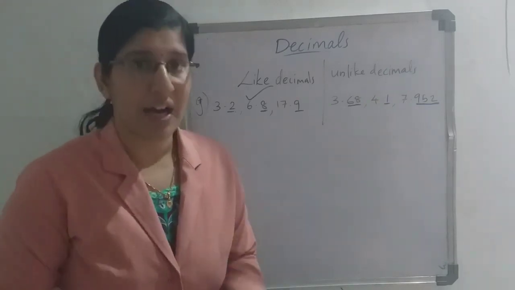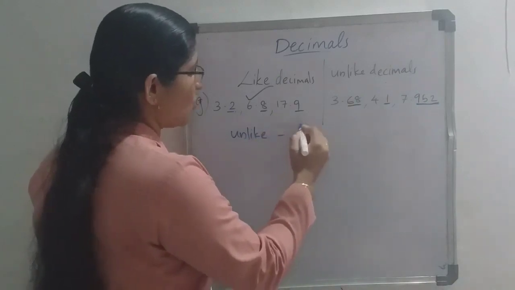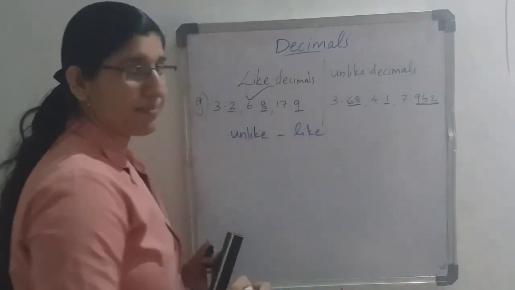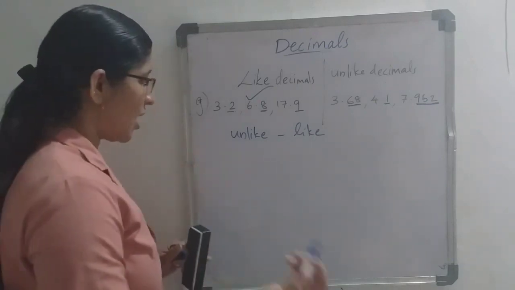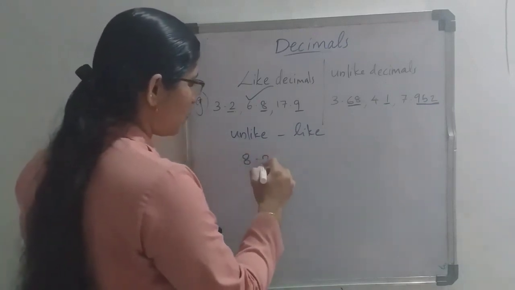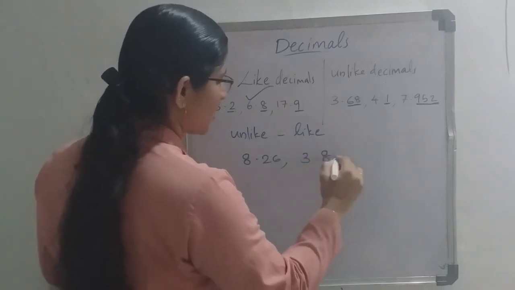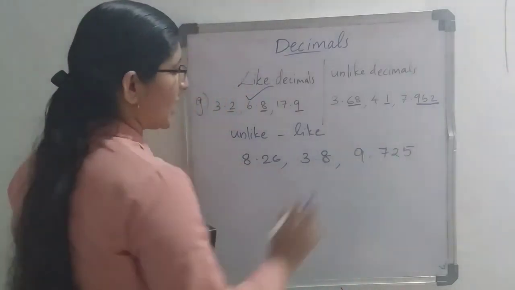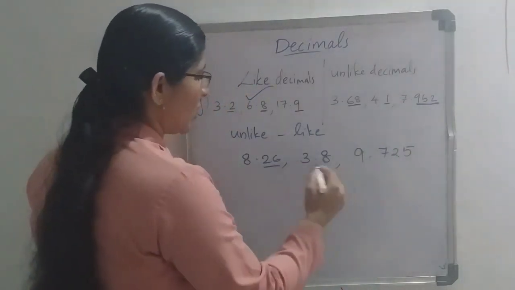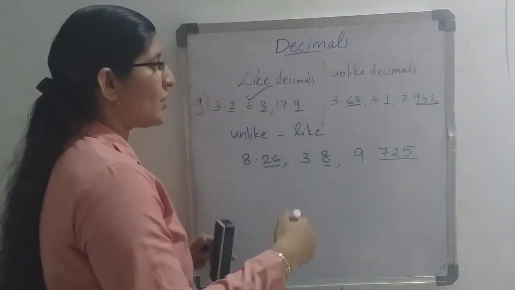But we can convert unlike decimals into like decimals. It is so easy. How? Listen here. 8.26, 3.8, 9.725. Okay, this is unlike decimal. Here 2, here 1, here 3 are the decimal places. So it is unlike. So how will you make it like?